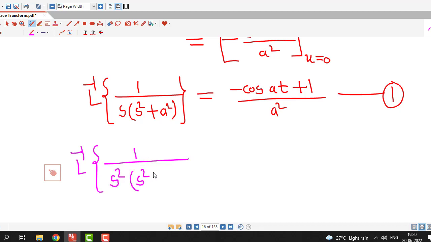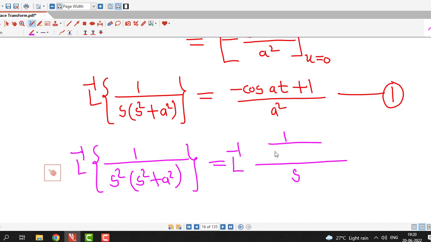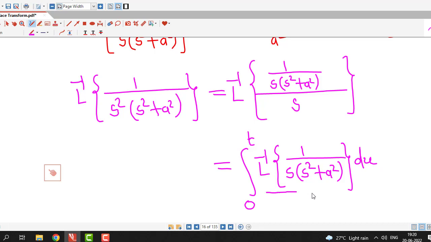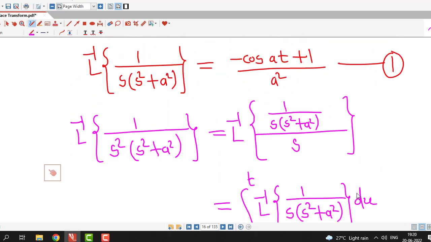divided by s square into s square plus a square. So again we have to write this as division by s. So this I consider as 1 by s square plus a square divided by s. So our f of s is now 1 by s into s square plus a square. So we have to integrate the inverse Laplace transform of the numerator, which is 1 divided by s times s square plus a square, with respect to u. And we have obtained this in equation 1. So instead of t we write u, and we write 1 minus cos a u divided by a square.